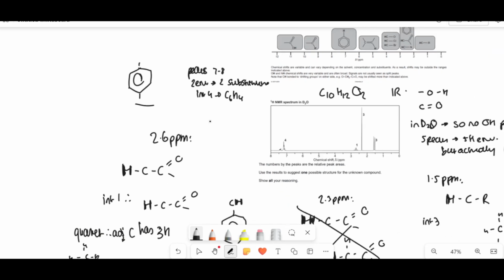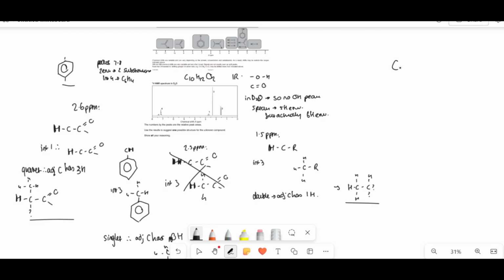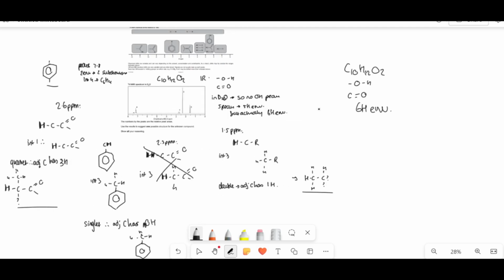Let's reconvene. So the bits and bobs we know: the entire formula is C10H12O2. I know that it's got an OH, it's got a C double bond O, likely a carboxylic acid. Remember, although this is 5 peaks, it's actually got 6 because that D2O hid them. So 6 hydrogen environments. And then, again, same strategy.